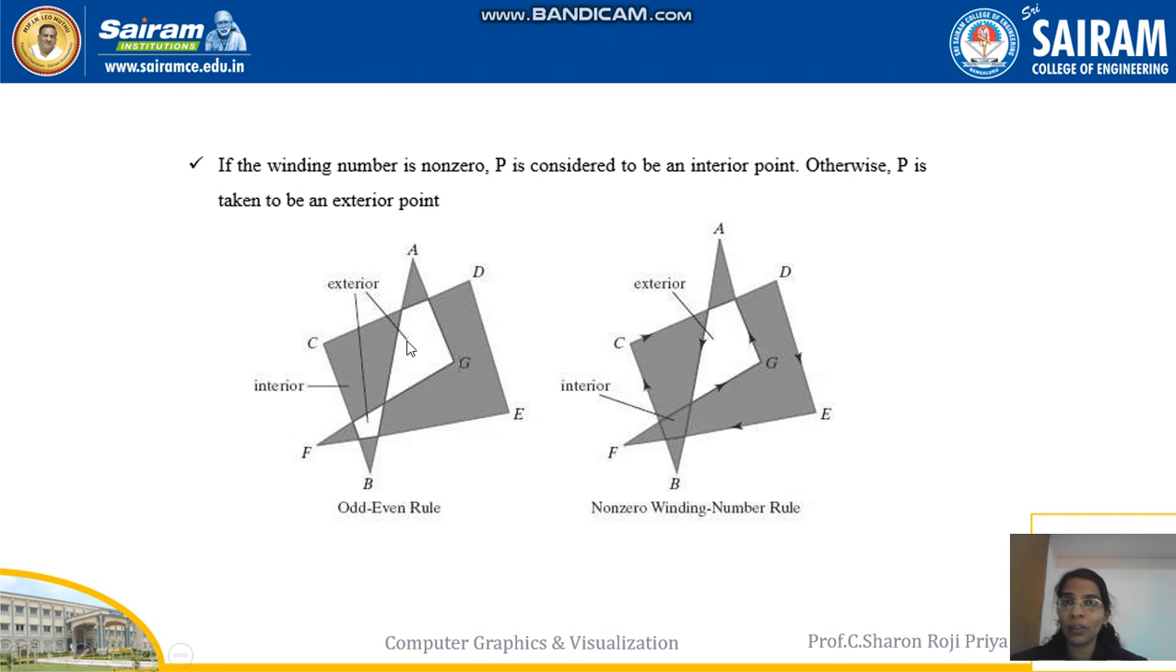I want to check whether this point is interior or exterior. I can draw a line from this point in any direction, right? And I have to count the number of intersections. Number of intersections is 2, so the point is exterior. Again here it is interior because it is intersecting with only one edge, odd. So it is interior. Right.